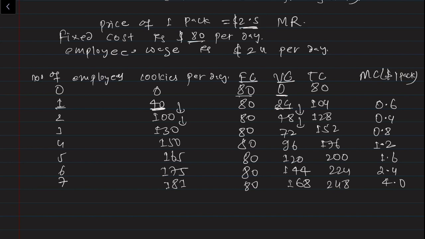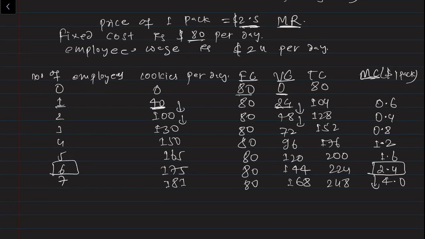So you'll compare the marginal revenue with the marginal cost, right? So as you can see, at this point, marginal cost is less than the marginal revenue, and if you go down, then the marginal cost becomes higher than the marginal revenue. So certainly you will choose to hire 6 employees and produce 175 packs of cookies per day. Okay, now there is another way of finding the number of employees and the cookies per day. You can calculate the marginal cost per employee and marginal revenue per employee, and again compare them. You'll get the same answer. Okay, you'll get the 6 and 175.